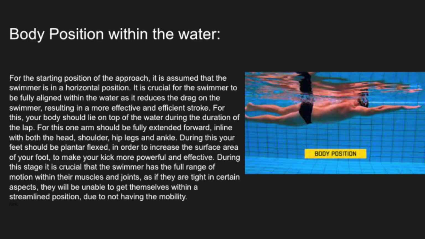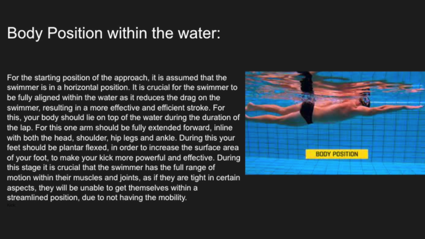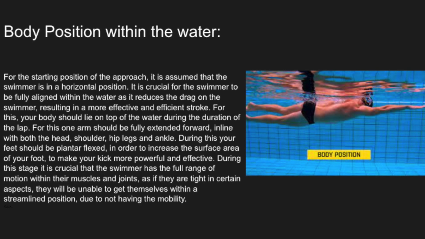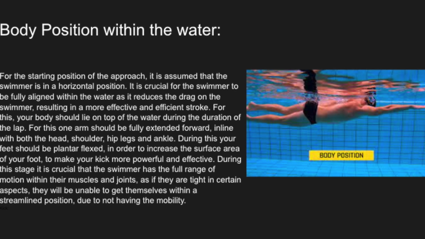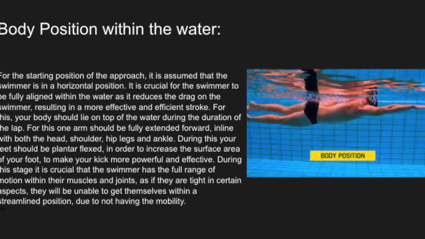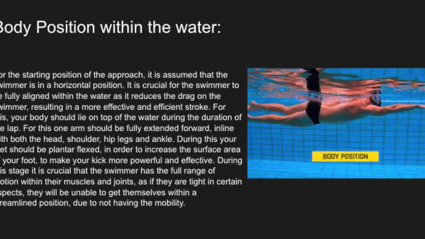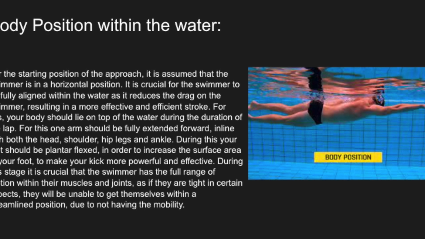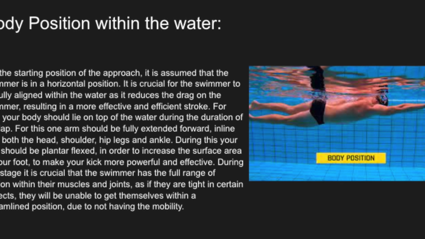Body position within the water. For the starting position of the approach, it is assumed that the swimmer is in a horizontal position. It is crucial for the swimmer to be fully aligned within the water, as it reduces the drag on the swimmer, resulting in a more effective and efficient stroke. For this, your body should lie on top of the water during the duration of the lap. One arm should be fully extended forward, in line with head, shoulder, hip, legs, and ankle. During this, your feet should be plantar flexed in order to increase the surface area of your foot to make your kicks more powerful and effective.